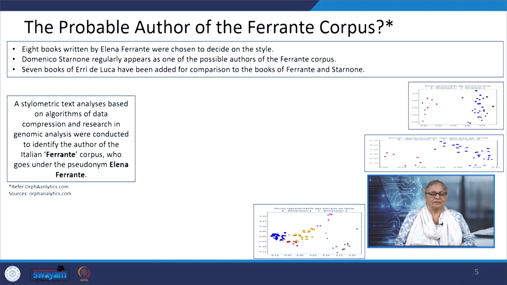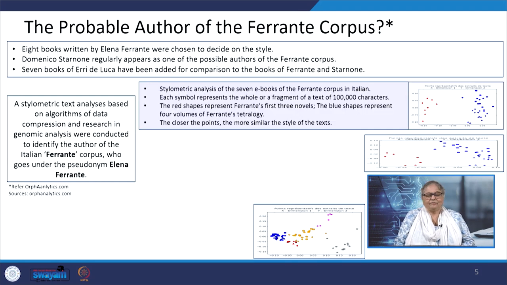For this project, 8 books written by Elena Ferrante were chosen to decide on the style. Domenico Starnone regularly appears as one of the possible authors of the Ferrante corpus. 7 books of Luca have also been added for comparison to the books of Ferrante and Starnone. Stylometric analysis of the 7 e-books of the Ferrante corpus in Italian was taken up, and each symbol here represents the whole or a fragment of a text of more than 100,000 characters.